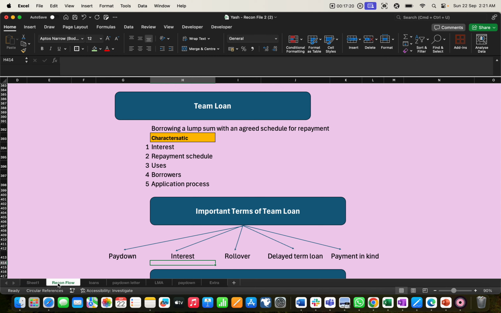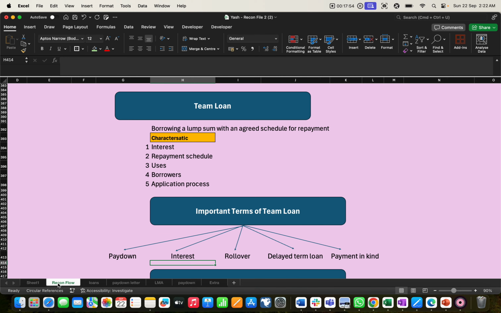It gives a lump sum amount to the borrower, and there is a schedule mentioned: the time of repayment, the time of paydown, the time of interest payment, the time of delayed draw if you fail to pay, and the time of various fees. So everything is mentioned in the term loan. Term itself shows that various terms are included in this.